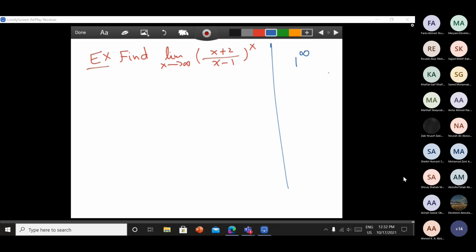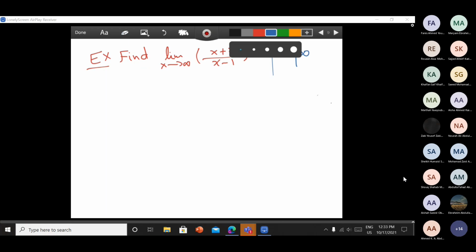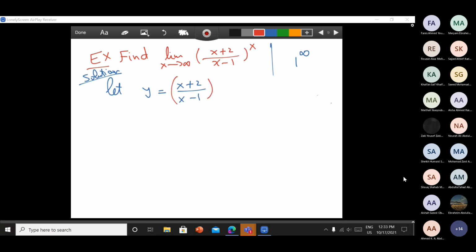Now, how can I turn this into a fraction? How can I take the power into a fraction? If you have x to the power m and you would like to get rid of it, you use the ln, right? If you take ln, you take the m outside, m ln x, and now you can make it ln x over 1 over m. To not get confused, when I have a power, I'll just let y equal x plus 2 over x minus 1 to the power x.